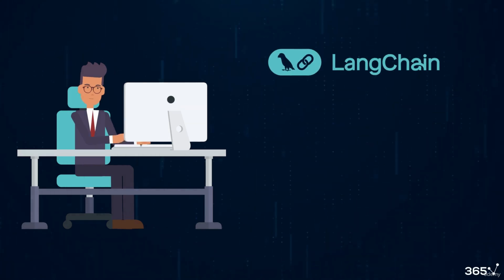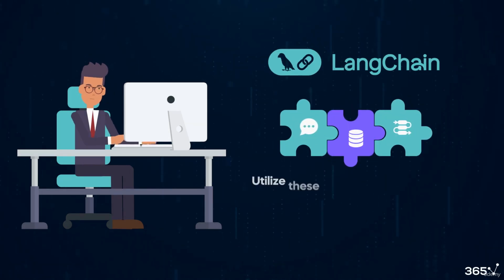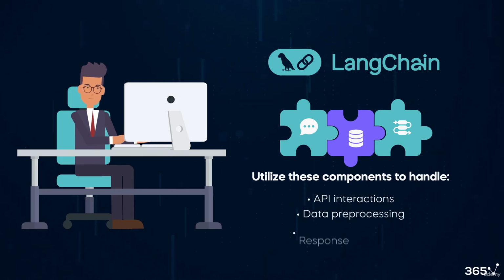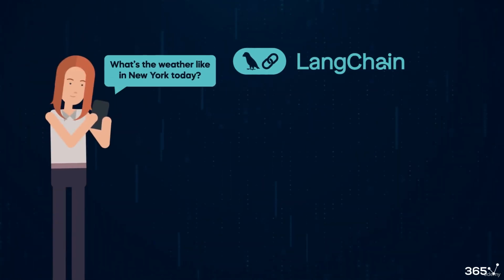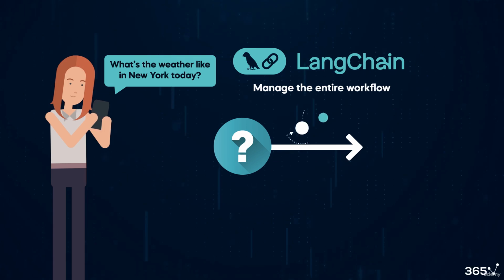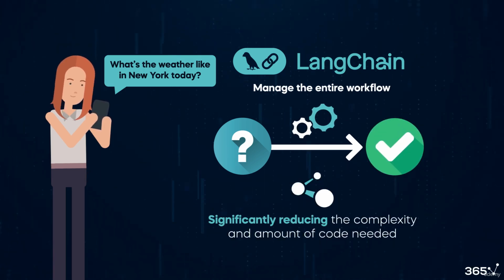Alternatively, LangChain lets you leverage pre-built components to build chatbots. You utilize these components to handle the API interactions, data pre-processing, and response generation. For example, if a user asks, "What's the weather like in New York today?" LangChain can manage the entire workflow, from understanding the question to fetching and formatting the appropriate answer, significantly reducing the complexity and amount of code needed.